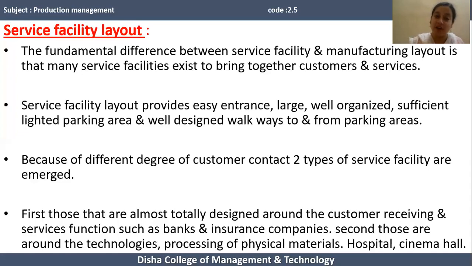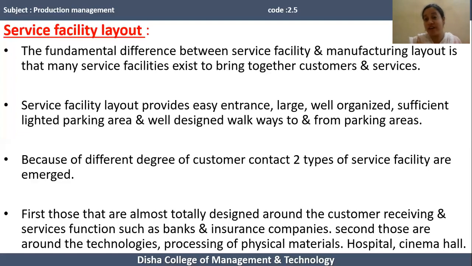And a service providing organization is also required to select a particular type of layout, and design their organization in such a manner that they can serve their customers in a better way. By providing better service, the customers are delighted, they feel satisfaction, and they are loyal to that organization. So both manufacturing and service providing organizations adopt a particular type of layout, but there are different types of layout available for each.